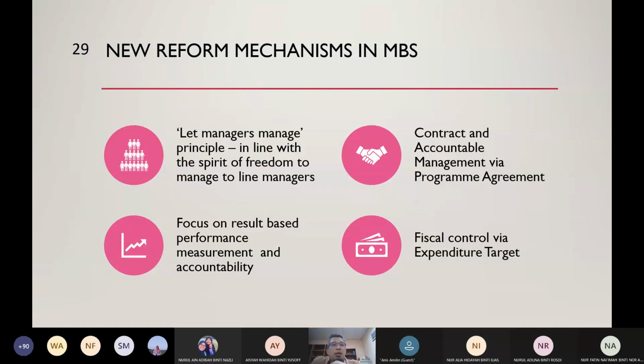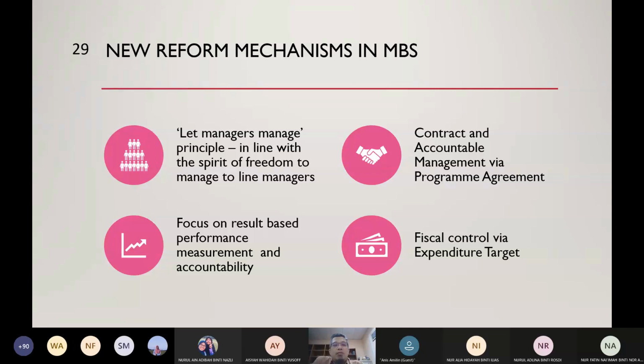So to address the problems of program-based budgeting, MBS introduced certain reform mechanisms. If you look here, the let managers manage principle, in line with the spirit of freedom to manage to line managers. In other words, give more financial and operational freedoms to line managers, and give them more authority to use the public money, of course within the processes and procedures of government.